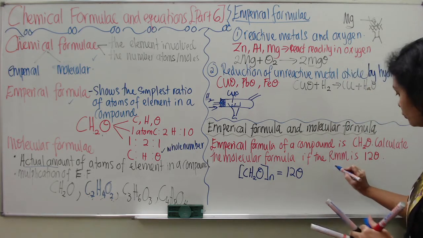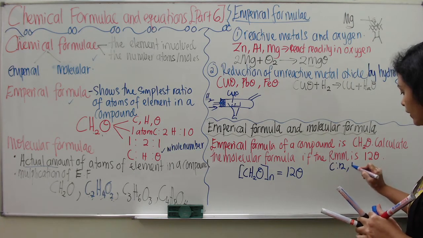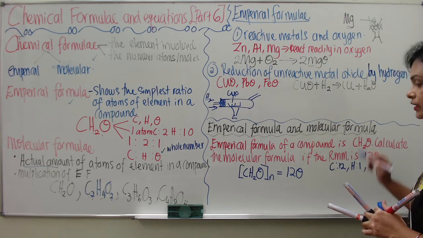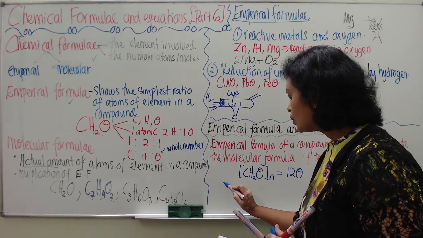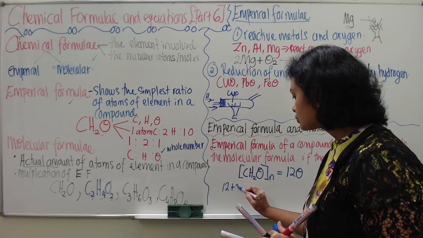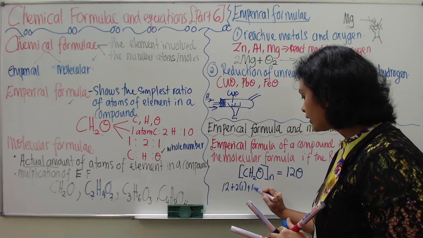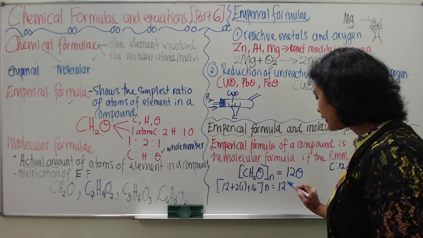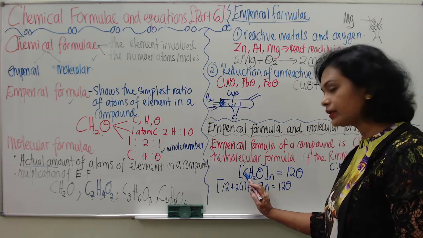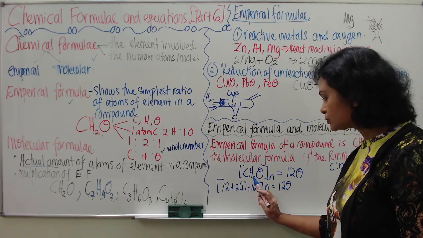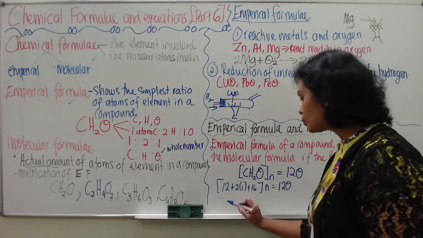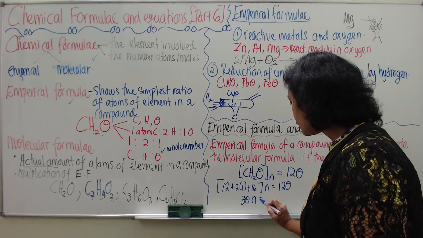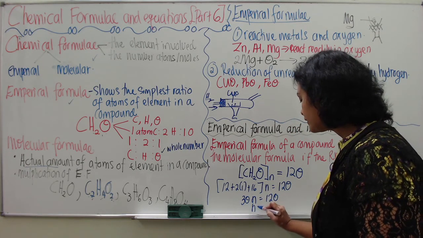Now, I forgot to give students the relative atomic masses: carbon 12, hydrogen 1, oxygen 16. Now we can calculate further, which is 12 plus 2 atoms of hydrogen plus 16. You multiply with n is equal to 120. 12 is the relative atomic mass of carbon, 2 atoms of hydrogen, 1 atom of oxygen. So students will get 30. 30n is equivalent to 120. n is equivalent to 4.